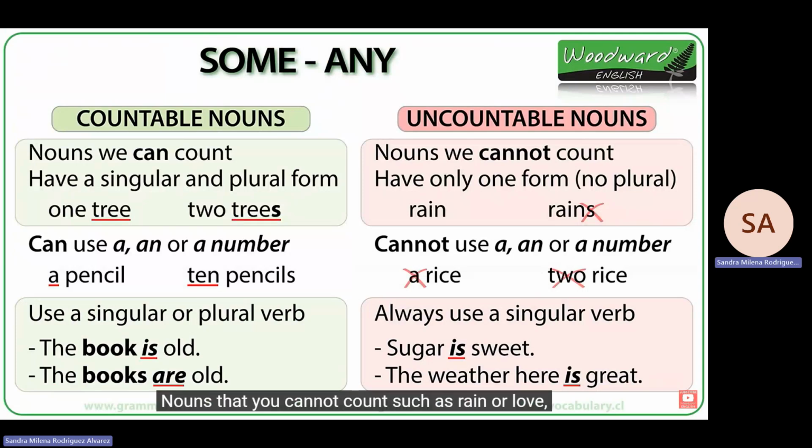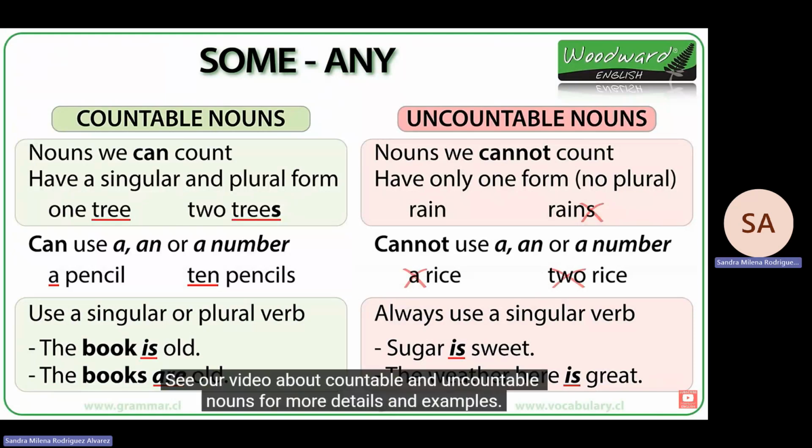Nouns that you cannot count, such as rain or love, these are known as uncountable nouns. You cannot say one rain or two rains. So the word rain is an uncountable noun. See our video about countable and uncountable nouns for more details and examples.